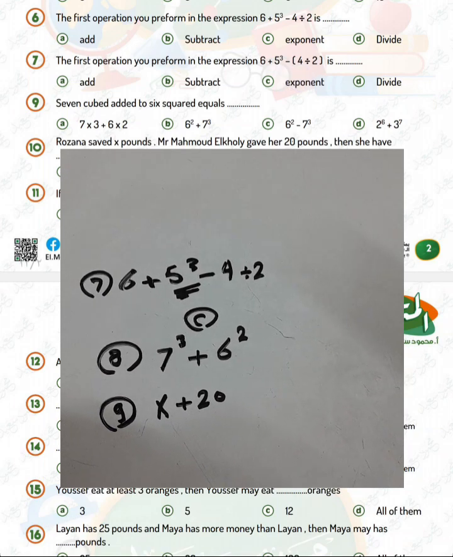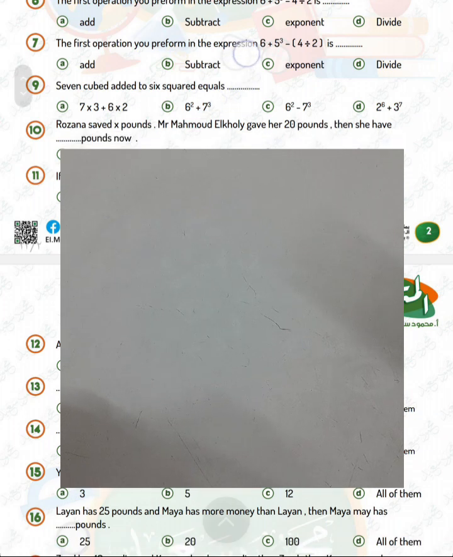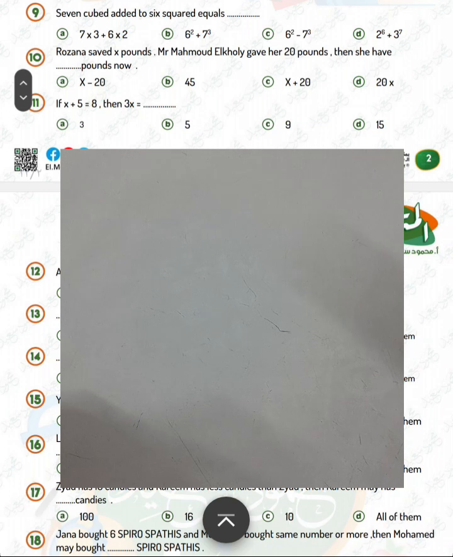Okay, look with me at the steps. Exponent, and 7 cubed add 6 squared. 7 cubed add 6 squared will be letter B. 7 cubed add 6 squared. And question 10, we solved here x plus 20.